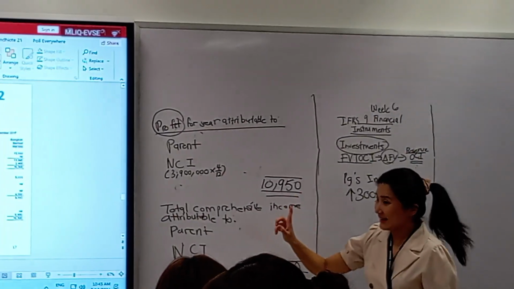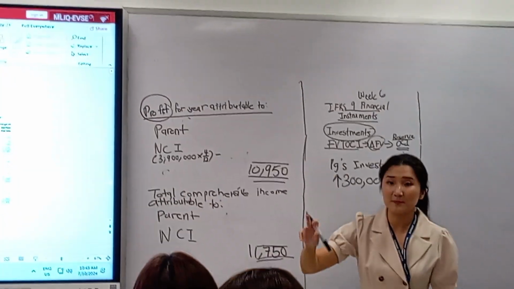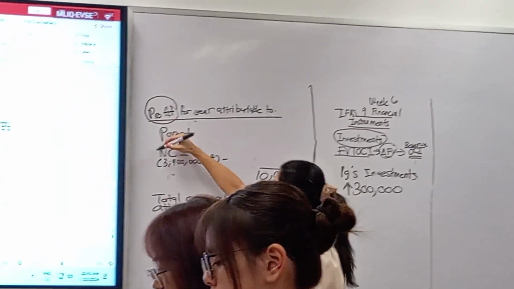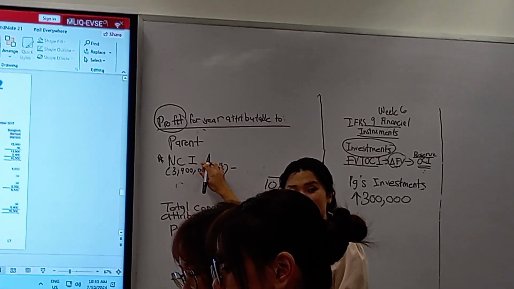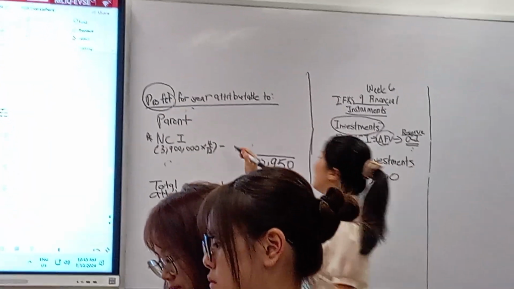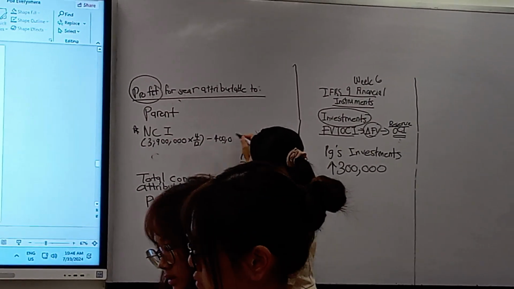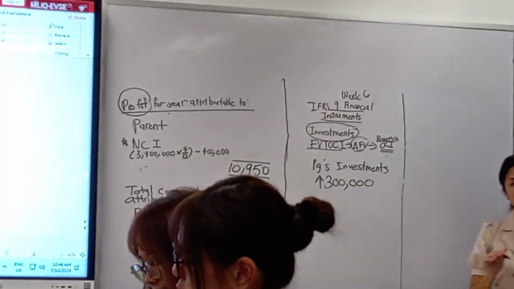Next, you have to minus the unrealized profit from upstream sales. Can you see now? With upstream sales, you have to adjust the NCI profit in your group P&L. So the unrealized profit is how much? 400K. And then do we need to adjust anything else?